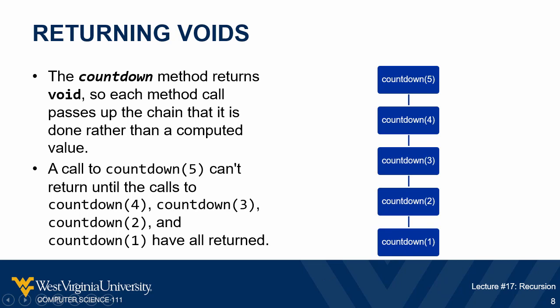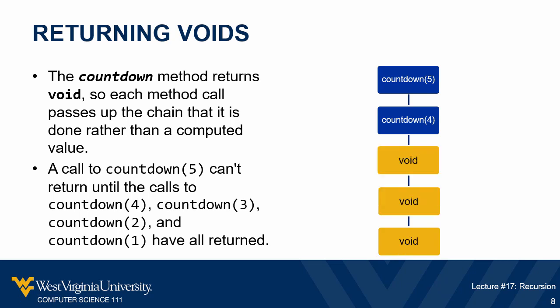What will happen is when we've actually reached that base case, things are going to start working their way back up the chain with the results. So here we're just going through and having void value come back because this was a void method. And eventually we'll get to the point where all of the calls to the smaller values of n in the chain return their value, and then the original call to countdown with n equals 5 can also return.